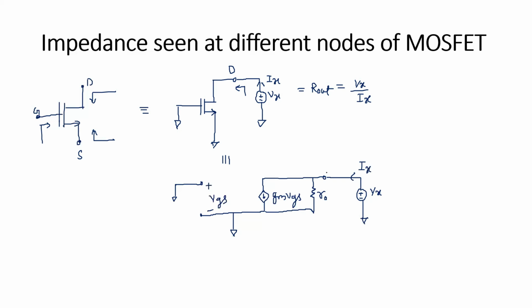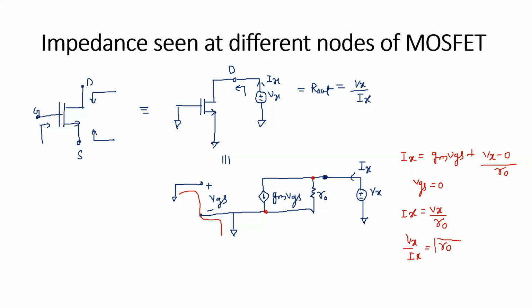If I apply KCL at this drain node, what you'll get is Ix equal to gm VGS plus the drain voltage minus the source voltage divided by r0. The drain voltage is nothing but Vx, minus the source voltage 0, divided by r0. In this case, your VGS is nothing but the KVL from this point to this point, so VGS is 0 here. So Ix is Vx by r0.